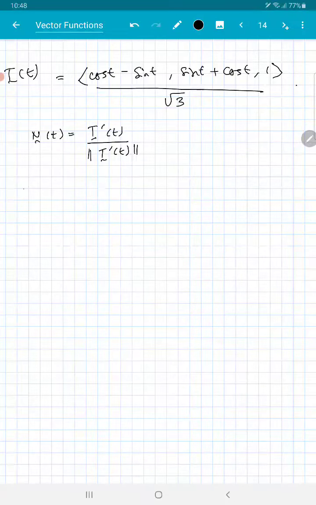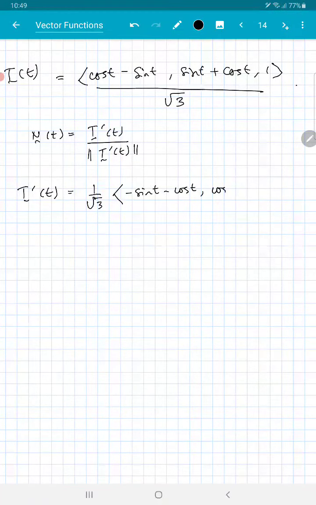Okay, let's find T prime. For T prime, we need to differentiate T. Here we have a constant 1 over square root of 3, and then we just differentiate the x component, the y component, and the z component. The x component gives us negative sine t minus cos t. The y component gives us cos t minus sine t, and the z component gives us 0. So that is T prime.